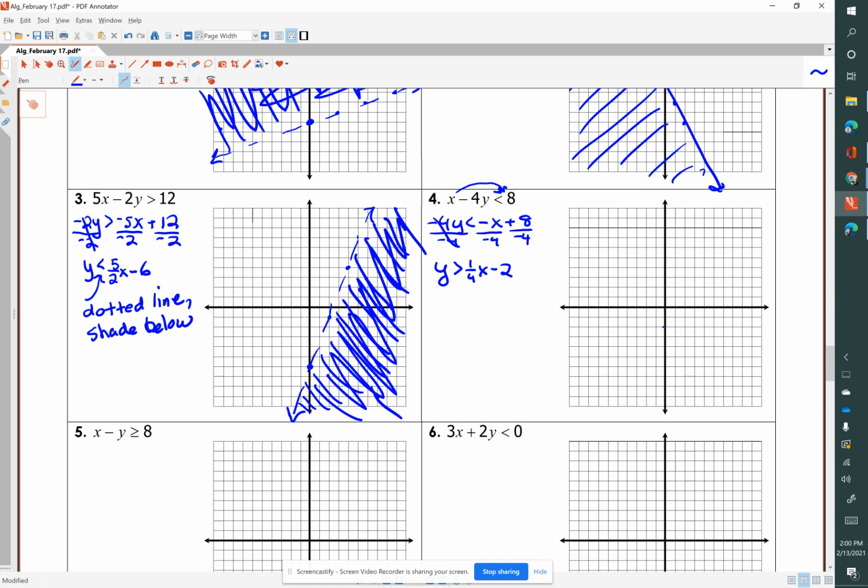And here's our y-intercept of negative 2 and our slope of 1/4. Now let's take a look at this. We're going to have a dotted line, or dashed, you can call it dashed, and we will be shading above the line. So the slope is 1/4. It's a very gradual slope.